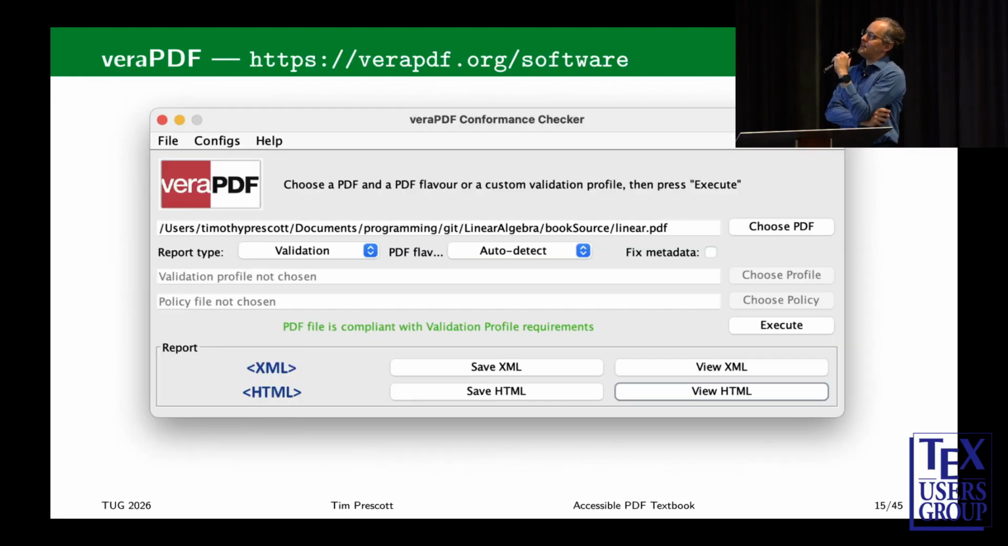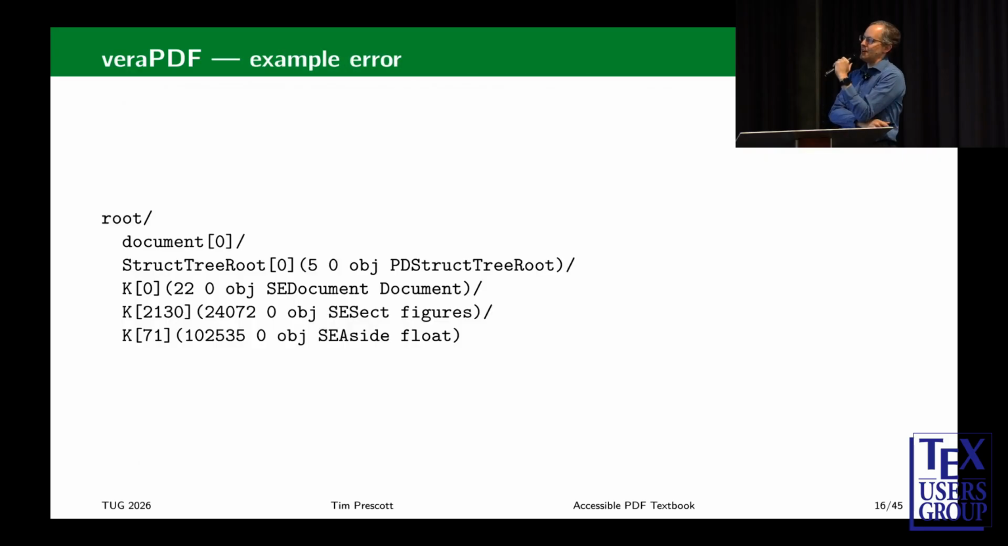This is VeraPDF. This is when something went well, and hey, yes, this file is compliant. If it doesn't go well, then you get to find, okay, start at the root, then you document the structural root. KID number 0 is the document. Now find KID number 2130. Now find KID number 71. And there's a problem with the float, maybe.